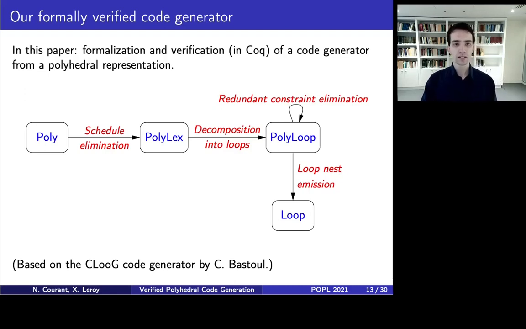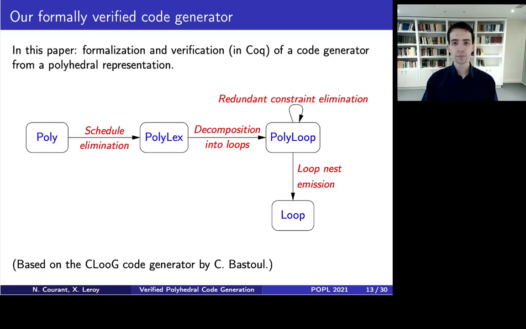The first part in our generator is to eliminate the schedule, replacing it by an implicit one, which is lexicographic on the loop indices, so that the next step is easier. After this step, we generate an abstract syntax tree in an intermediate language with high-level constructs, and I will go into details about this part later.